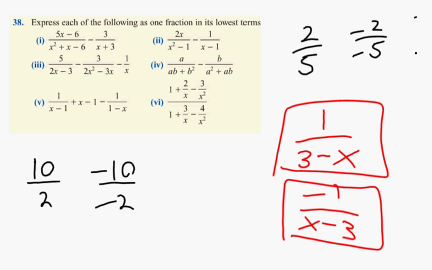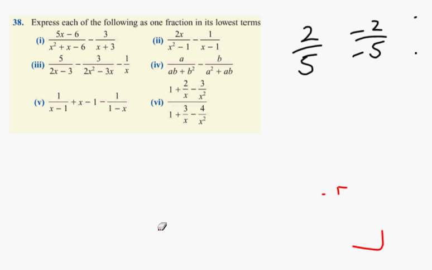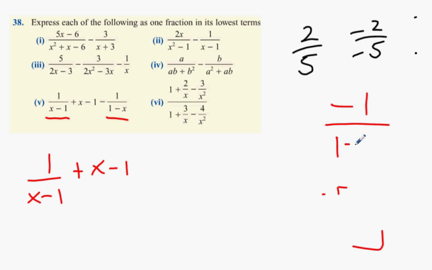Can anybody looking at question 5 see anything that might come in useful there? Alright, that's it, and that's learned off by heart. I recognise that one and that one, and I'm going, there's a trick here. Here's my trick. x minus 1 stays the same. This one is minus 1 over 1 minus x. Multiply the top and bottom by minus 1. It doesn't change the value. So therefore this will turn into plus 1 all over x minus 1.